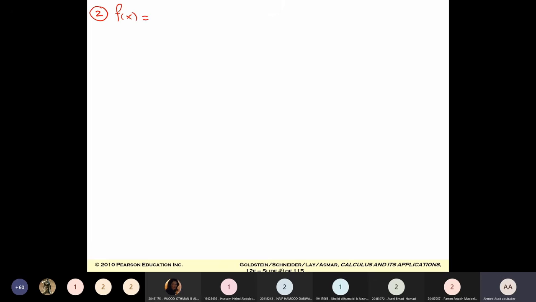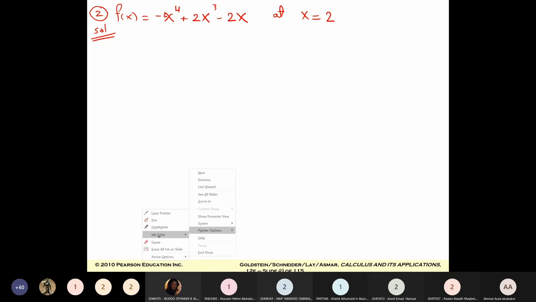f of x equals -x to the power 4 plus 2x to the power 3 minus 2x at x equals 2. Same principle. If we need to find the equation of the tangent line, we must find the slope and the point. After that, we can find the equation.